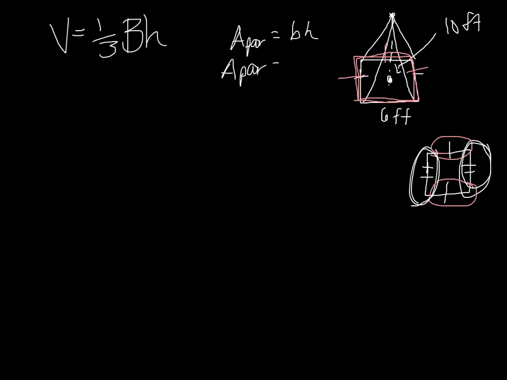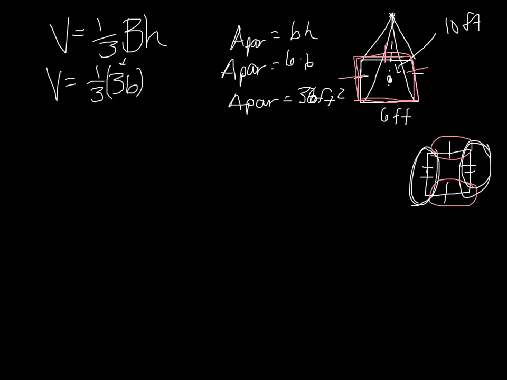Area of a pair equals 6 times 6. So we know the area of our parallelogram is 36 feet squared. Okay, so I bring my volume, bring down my 1/3. Area of my base is 36. And my height is 10. I'm going to do this first.